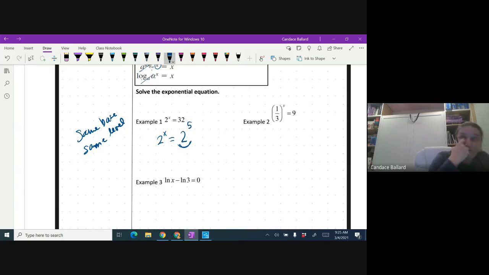All right, now we know this and this cancel. Okay, so I get that x equals 5. Done. Easy peasy, right? Okay, let's look at example 2.